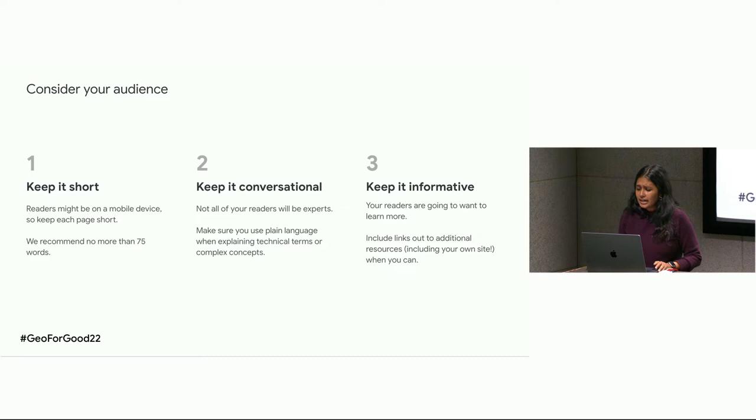The last is really keeping it informative. The power of maps is that the maps speak for themselves. So in addition to the maps, if there's anything you can add to explain the data on the maps, be it legends or be it quick links or blurbs to explain what's happening on the map, you can feel free to use those or embed those in the panel in your story.